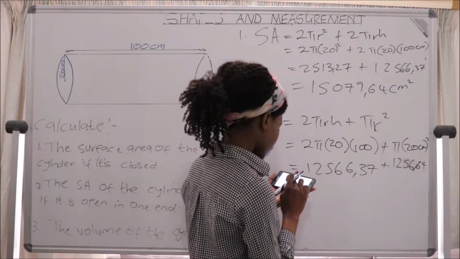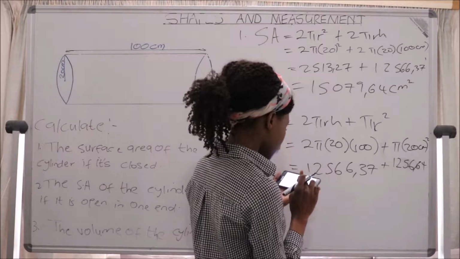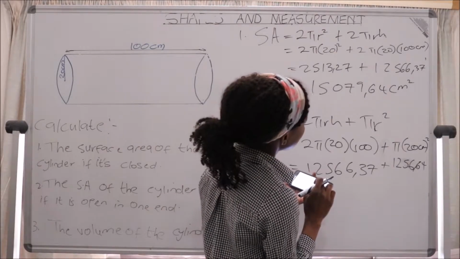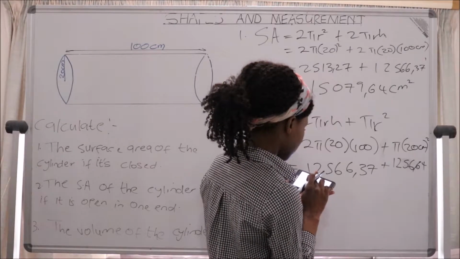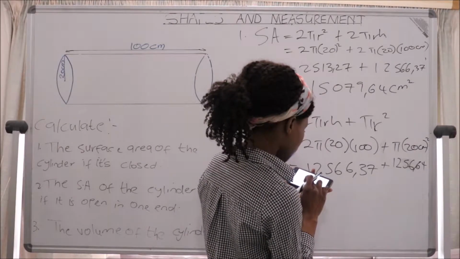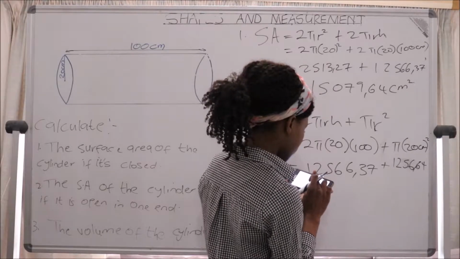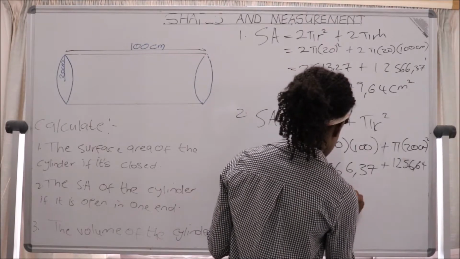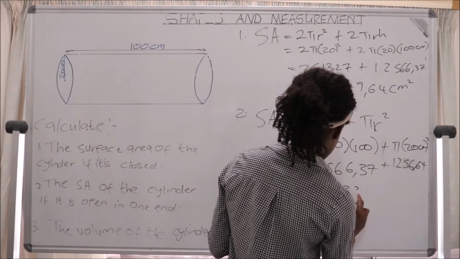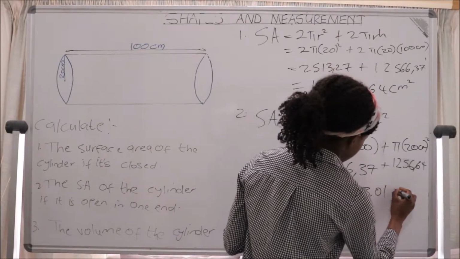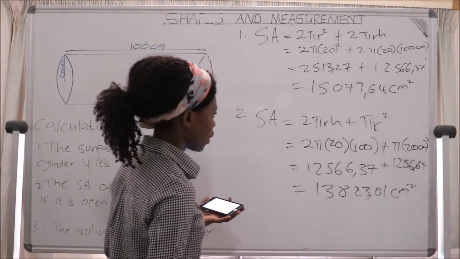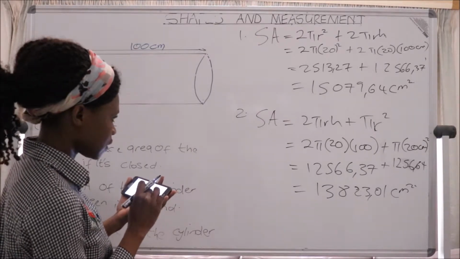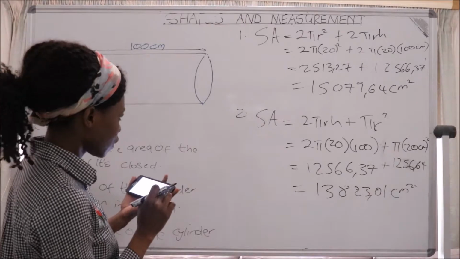So adding them up, it will give us 12,566.37 plus 1256.64. So that will give us the area of 13,823.01 centimeters squared. So that is the area if it has been opened in one end. So again, let me just double check.